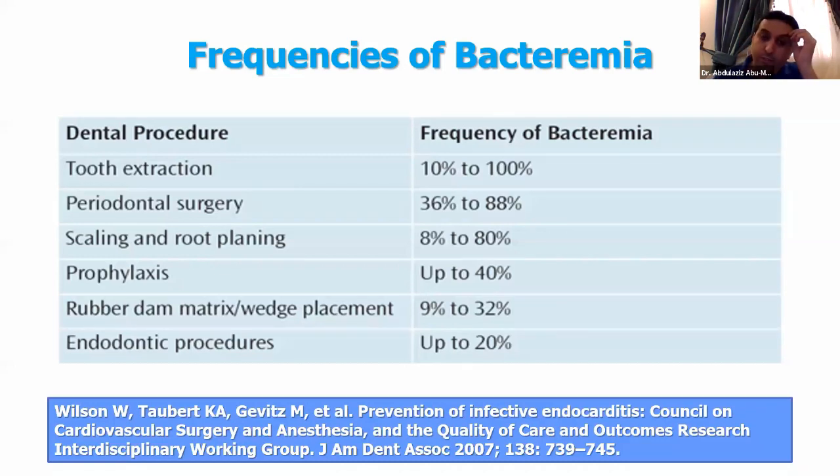Look at the endo procedure. We don't introduce bacteremia. All of this is a myth about so much of our procedure. If you are doing it in a correct way, rubber dam, pulp extirpation, cleaning and shaping, everything will be fine. Can you imagine that wedge placement is much more bacteremic than endo? That's real life. So you should not be afraid. You should practice well and update yourself.